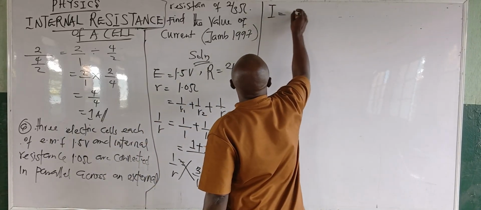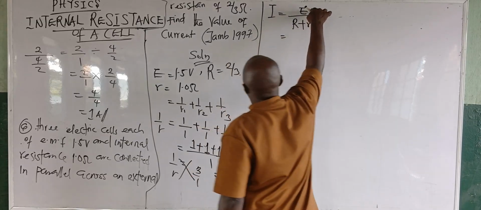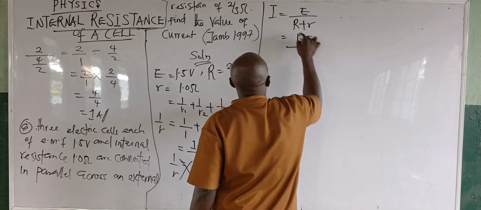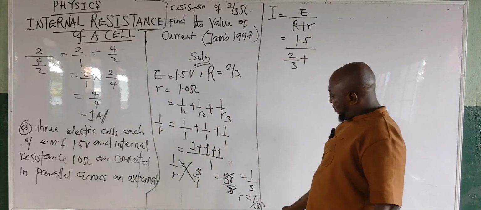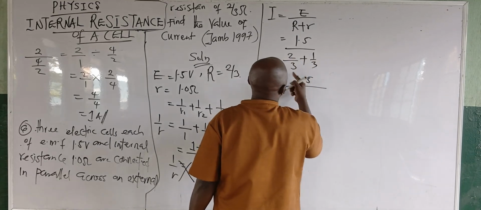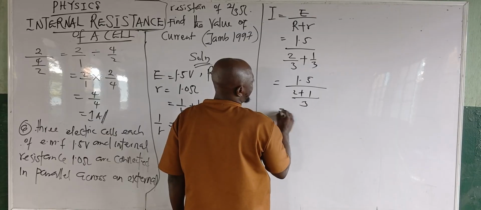So we say current therefore becomes this value to give us this and this. So what is my E here? The value given to us is 1.5 over this one is our 2 over 3 here, plus the new value now is 1 over 3. Very important here. So 1 over 3 here. Find my LCM here. In the denominator, I'm having this. So I have 2 plus 1 here.